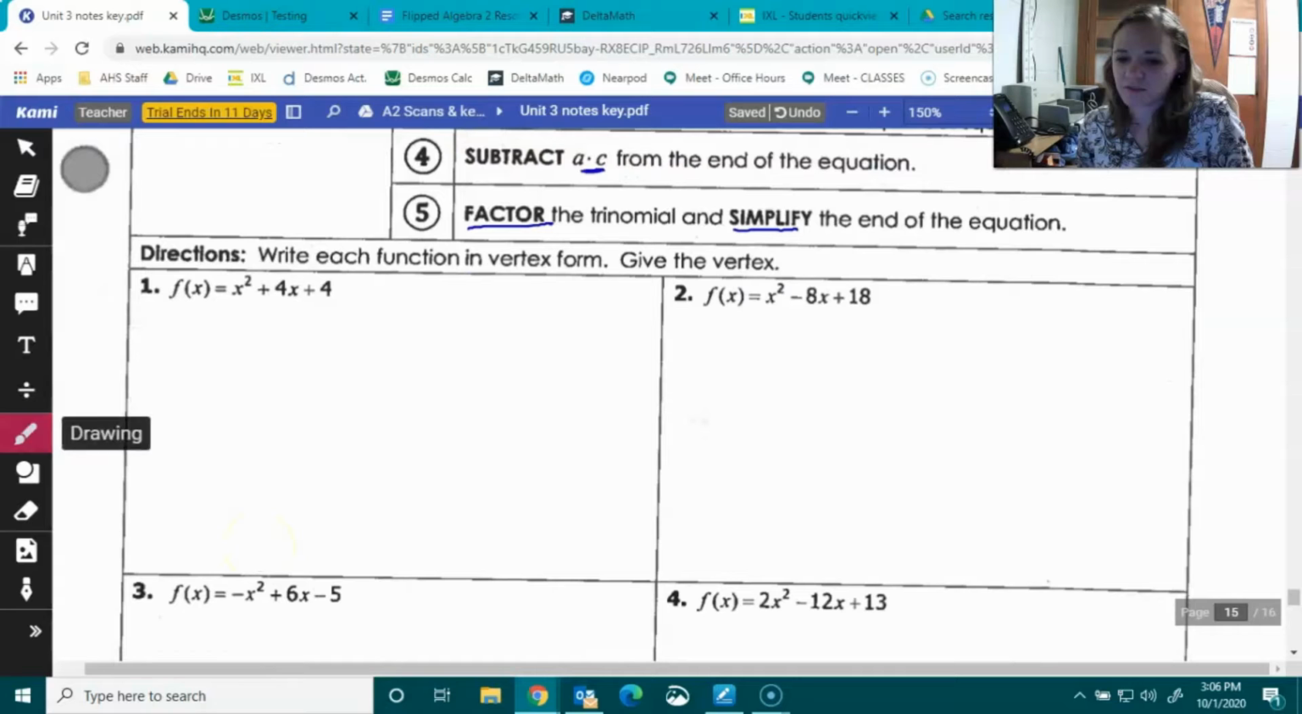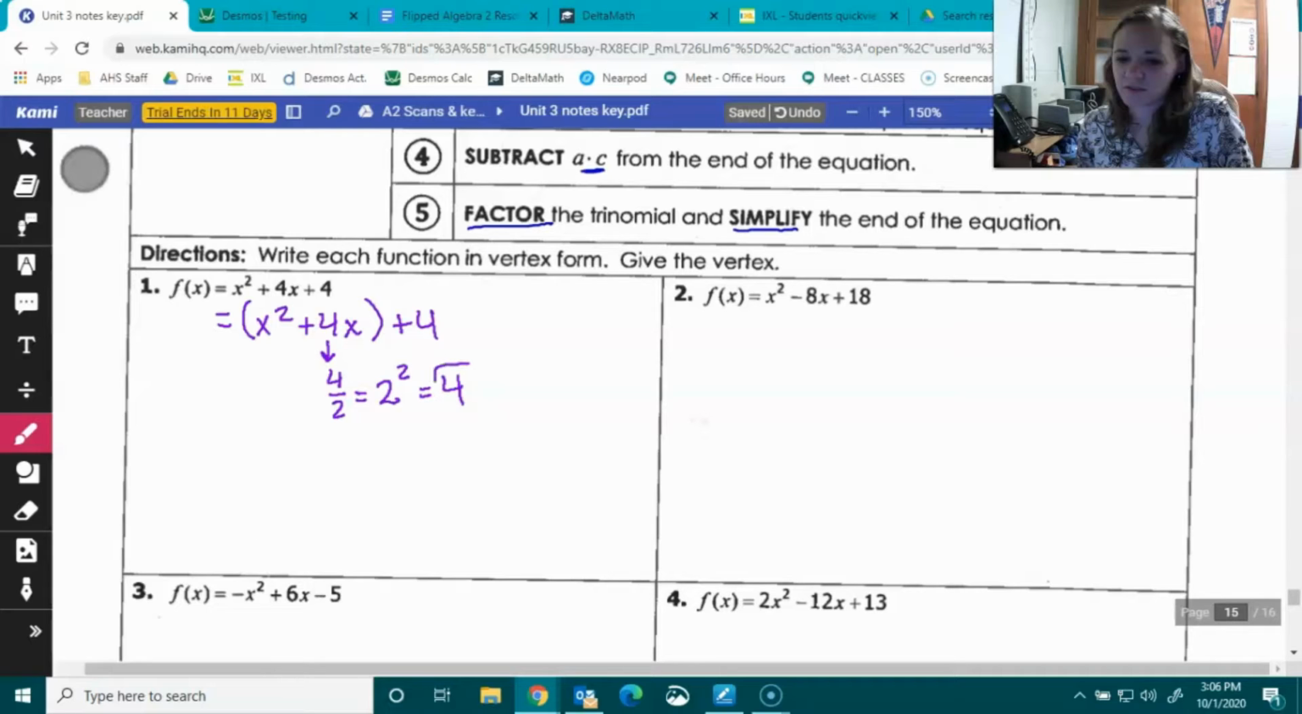Alright, we're going to write each function in vertex form. Let's do purple. To start out, we group just our first 2 terms. And then we have our constant out back. Okay? Next, we're going to complete the square by taking this value and dividing it by 2, giving us 2. And then we square that value, giving us the 4.